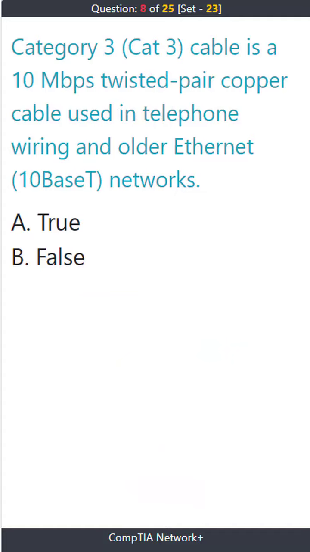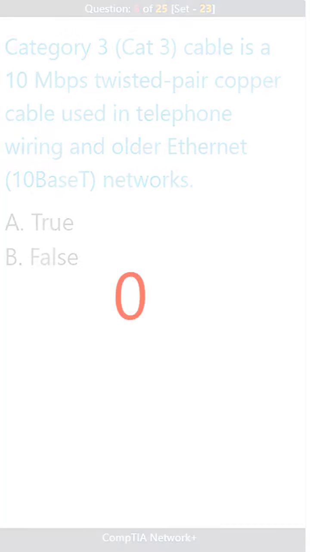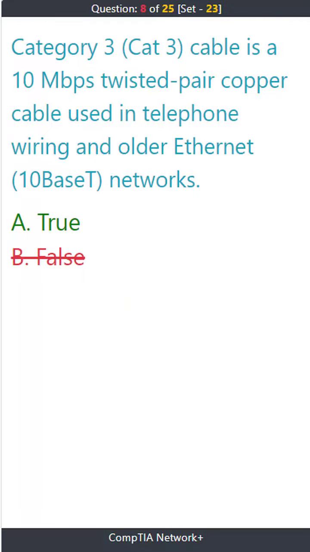Question 8. Category 3, Cat 3, cable is a 10 Mbps twisted pair copper cable used in telephone wiring and older Ethernet, 10 base T, networks. A. True. B. False. The correct answer is A. True.